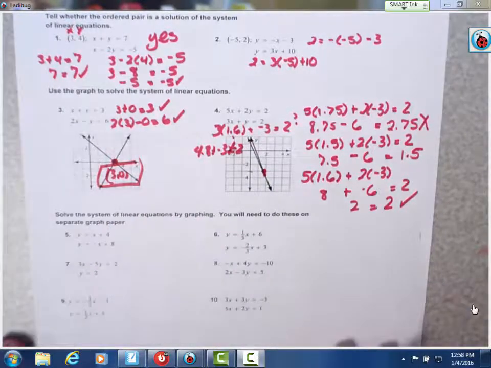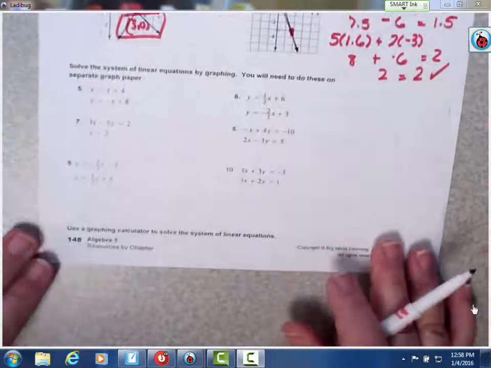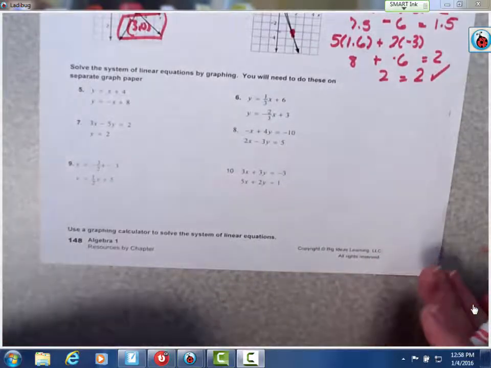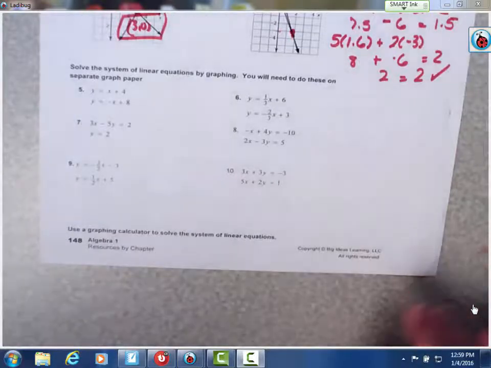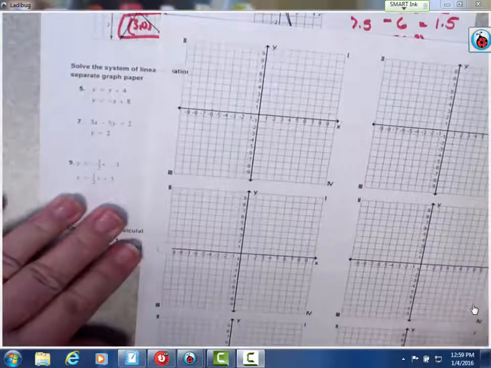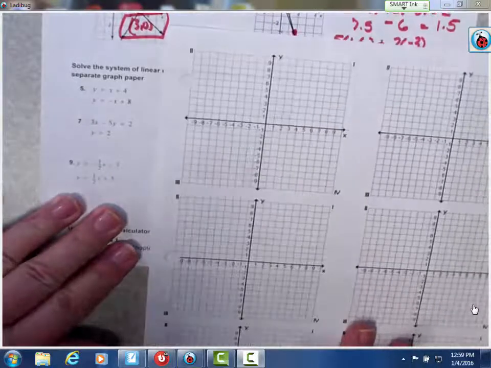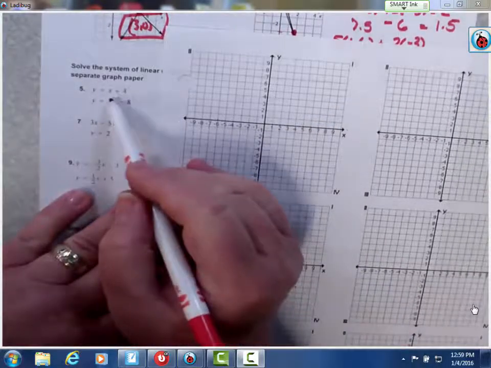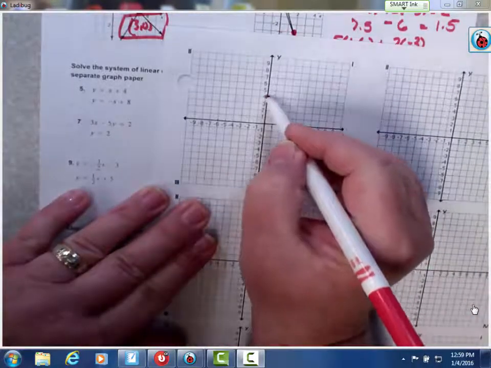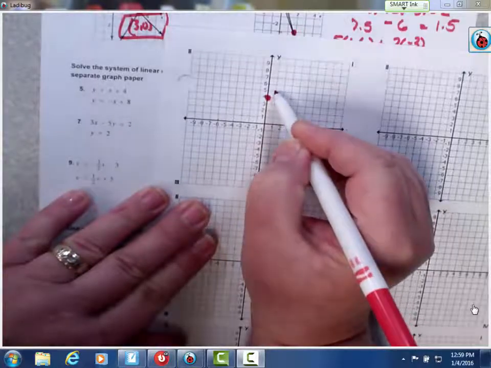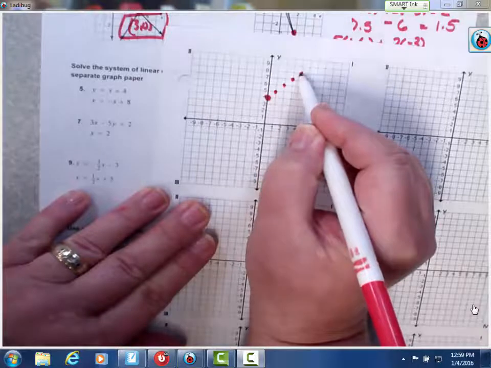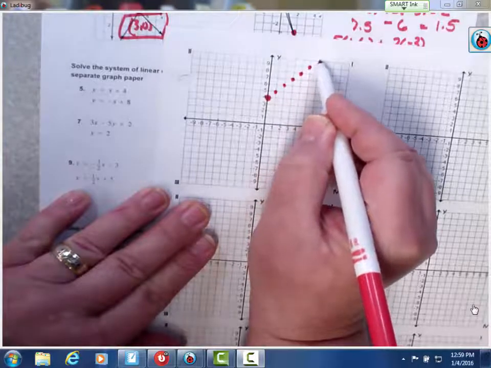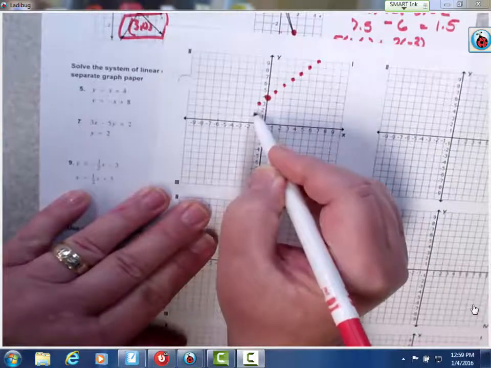Okay. All right. On this section, you've got 6 questions. It says solve the system of linear equations by graphing. You will need to do these on a separate graph paper. Well, I have my separate graph paper right here. Okay, and so we're going to graph y equals x plus 4. So we go to 4. We're going to go up 1 and to the right 1. Or down and to the left.